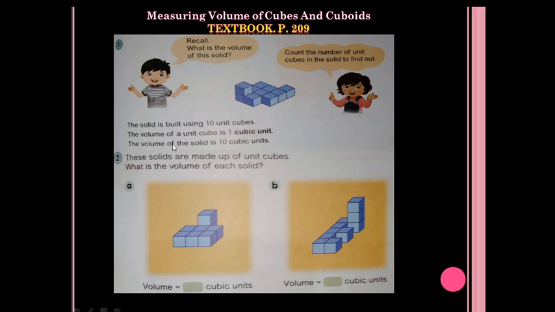Now, number 2, these solids are made up of unit cubes. What is the volume of each solid? Let's find it out. Number 2A, 1, 2, 3, 4, 5, 6, 7, 8. So the volume is 8 cubic units. And then B, let's count it together. 1, 2, 3, 4, 5, 6, 7, 8, 9, 10. So the volume is 10 cubic units. It's easy, right? Now let's go on to the next page.